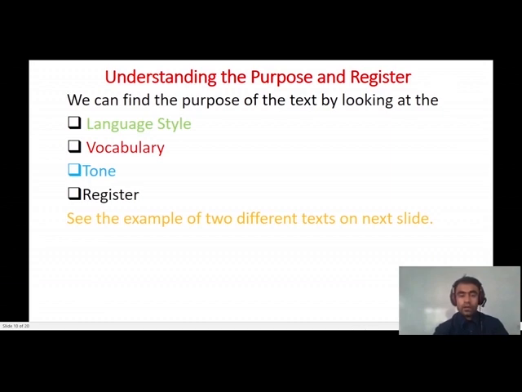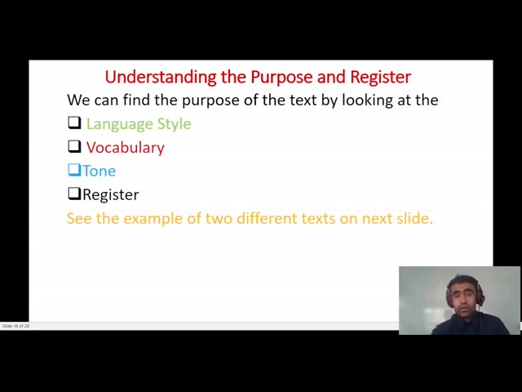So for understanding the purpose and register, purpose can be found by looking at these features in any writing. You need to look for the language style, how the language is used, and which vocabulary is used. Is the vocabulary, for example, academic, non-academic, technical, or what other language is used? Then you need to look for the tone of the writing. Is it formal? Is it informal? Or is it something between the formal and informal?